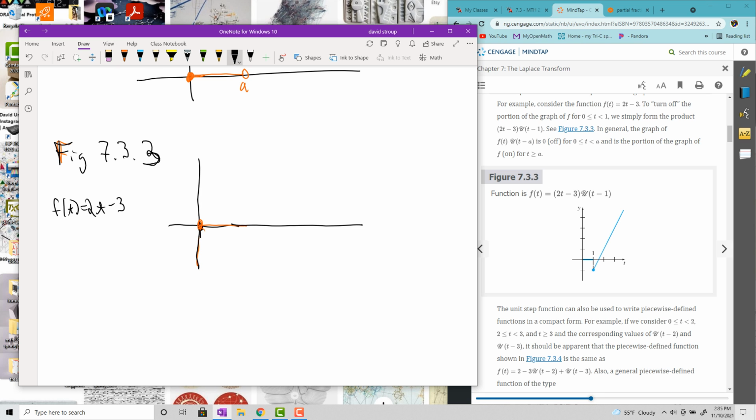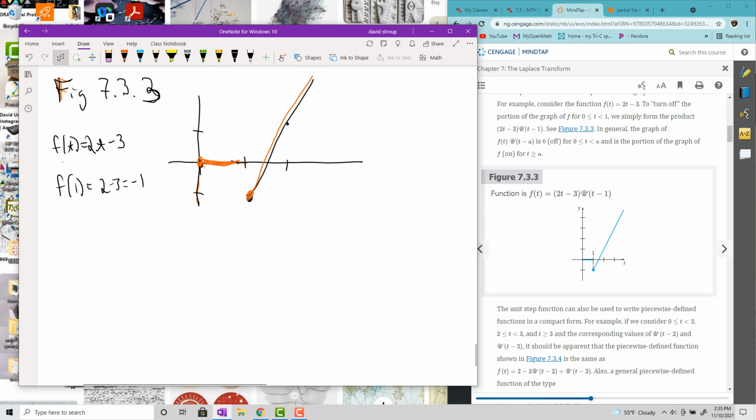Once you get to 1, so let's say this is 1, they want this function to be turned on. So f of 1 would be 2 minus 3, which is negative 1. So it'd be right here. And then it has slope 2 over 1, so you just use the slope to get to the next point, and it would go in like that from that point on. So I want a formula for that picture. It's 0 first, and then it gets turned on, and it's this linear function. How do I pull that off?